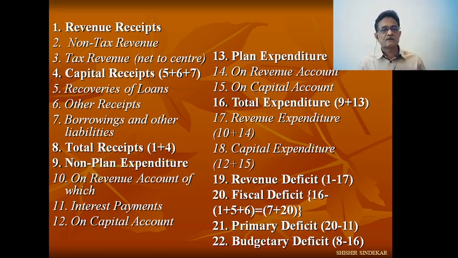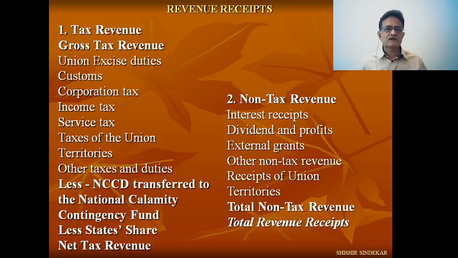receipt plus capital receipt, then non-plan expenditure. This again, I must say, was the old type of classification. So non-plan expenditure on revenue account, how much that is: interest, defense, subsidies. So again interest payment, then capital account, and on that capital account how the plan expenditure will take place, on revenue account. In this way the classification has been shown. So this was the previous classification.